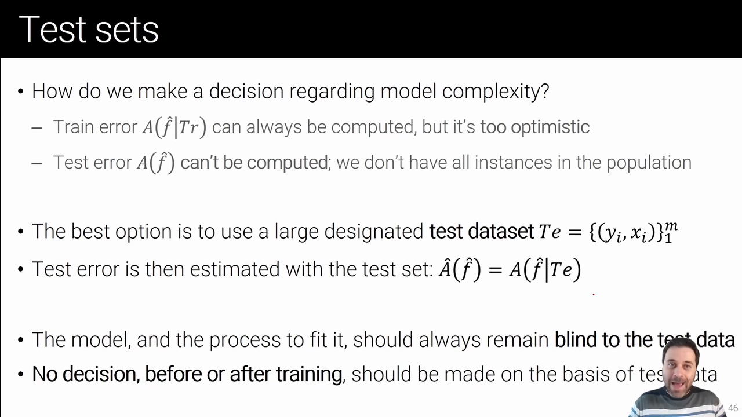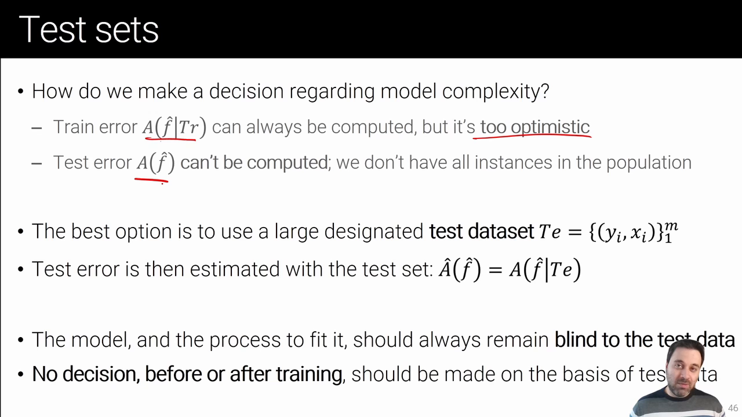But how do we actually make a decision about model complexity? What do we look at? We could look into the train error. We could compute some measure of accuracy of the model given the training data, but we saw that it's probably too optimistic, because that's precisely what we are optimizing for when choosing a specific model. We could use the test error, the accuracy of the model, but that cannot be computed because we don't have access to all the instances in the population. This is impossible. So what do we do?